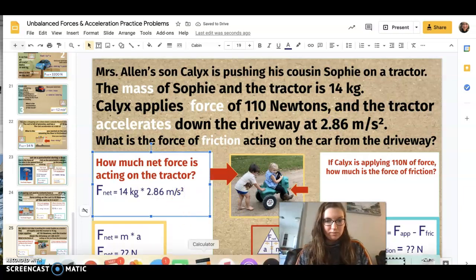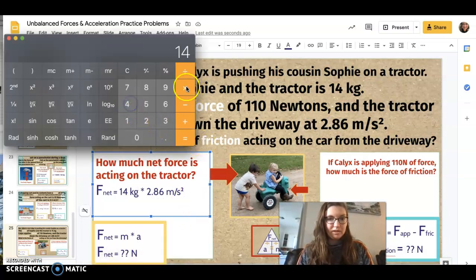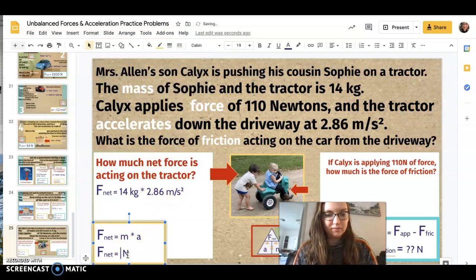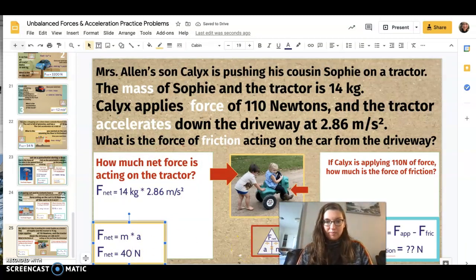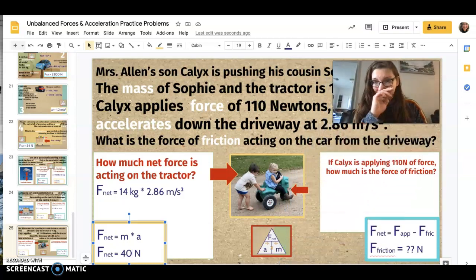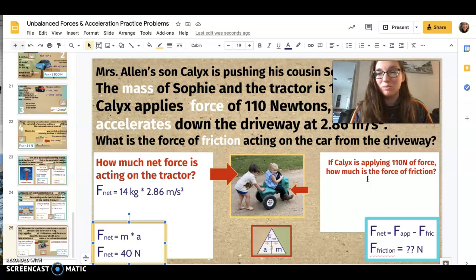Okay, so easy peasy there. We're just going to do 14 times 2.86. So we'll call that 40 newtons of force. Okay, so that's how much force is actually moving the tractor. But Calyx is applying 110 newtons of force to try to move it. So how much is the force of friction? The force of friction is everything that's canceling out Calyx's force. So he's actually able to move it forward.